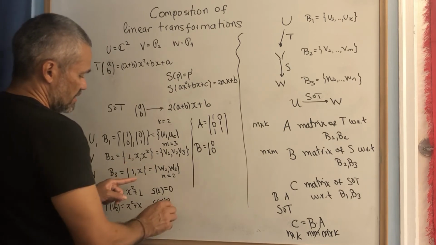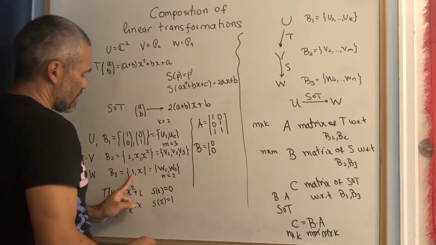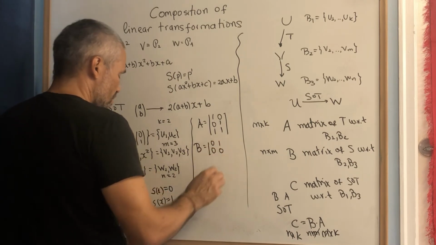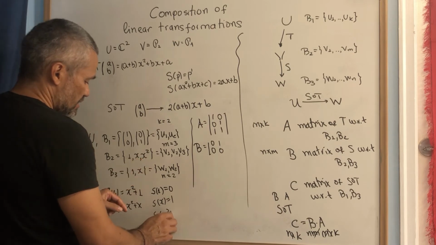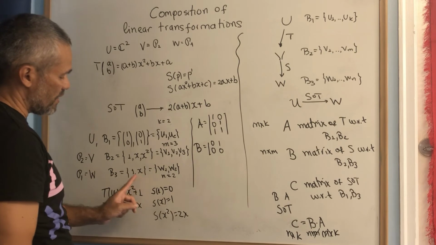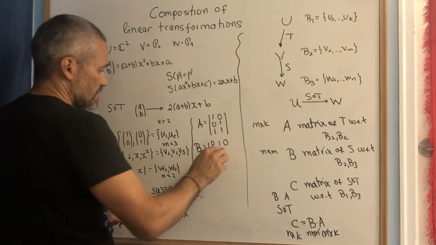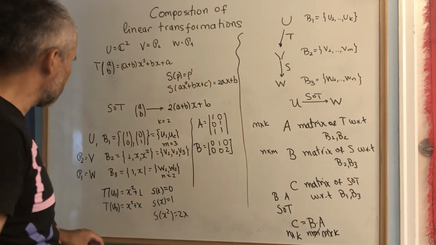S of x is 1. How do I write 1 as a linear combination of these two? It's 1 times this vector plus 0 times this vector. Then it is 1, 0. And S of the third vector, x squared, is just 2x. How do I write 2x as a linear combination of these two? It's 0 times this vector plus 2 times this vector. This is the matrix B.